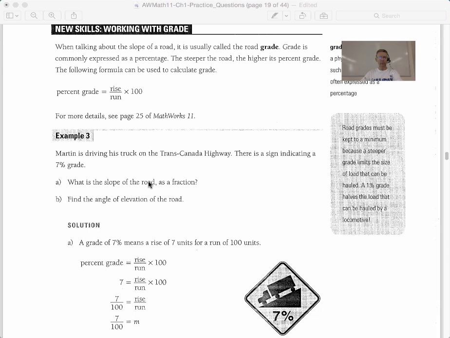working with grade. Grade is typically the same as slope, only when you're driving along the highway, grade is a percentage. So when talking about the slope of a road, it's usually called the road grade, commonly expressed as a percentage. The steeper the road, the higher the percent grade. So here is the formula that can be used to calculate the grade. It's rise over run times 100. So let's look at this example.